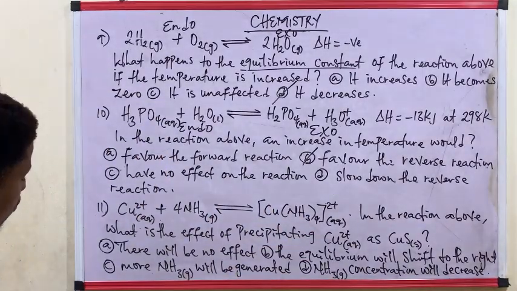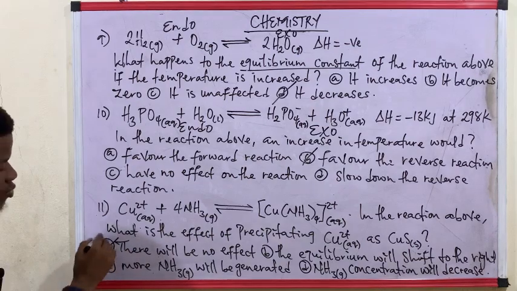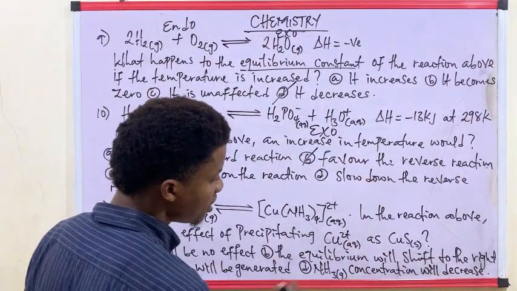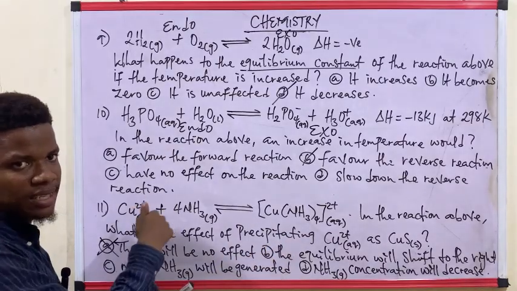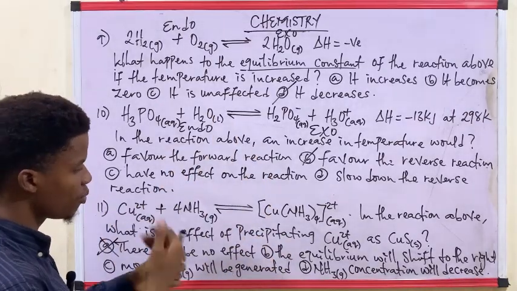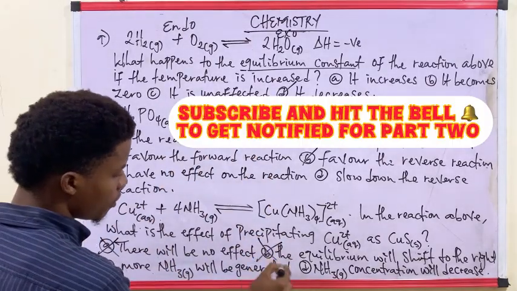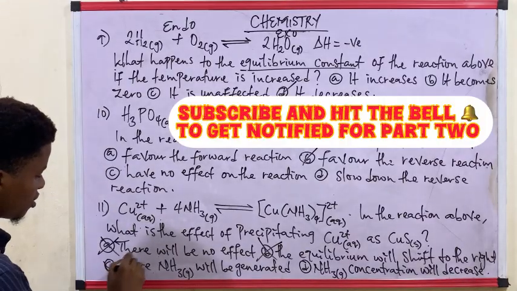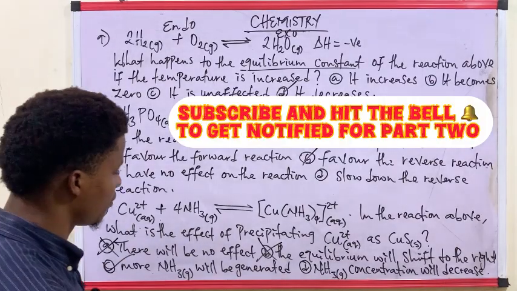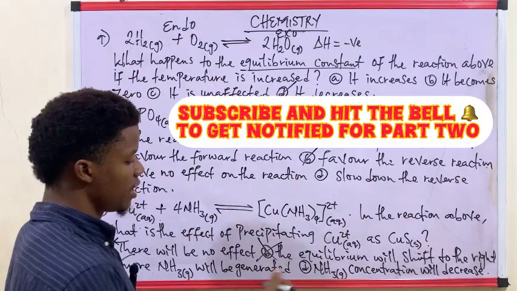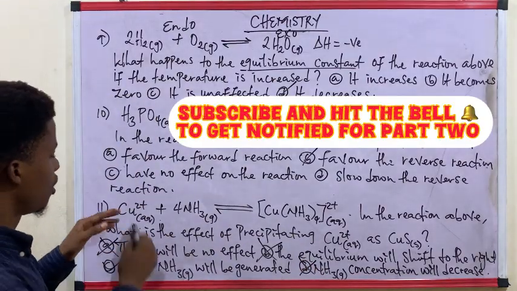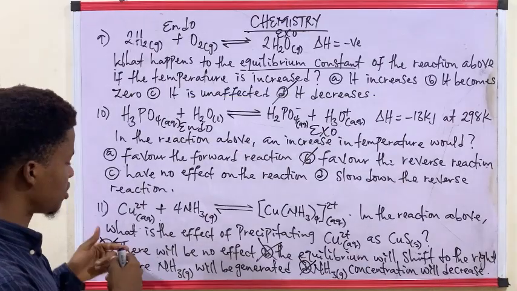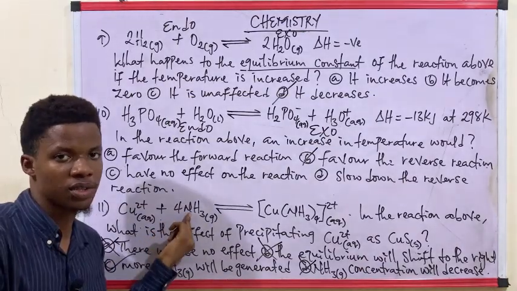That's what it is. So option A, he said there will be no effect. That's wrong. B, the equilibrium position will shift to the right. No. Precipitation is not like you're adding. It's like something is leaving, is removing. Alright? So B is wrong. Then C is the correct answer. More NH3 will be generated. Then, of course, the others are not the answer. So our answer to this question is option C. So removal of this causes an increase in production of what? This one.